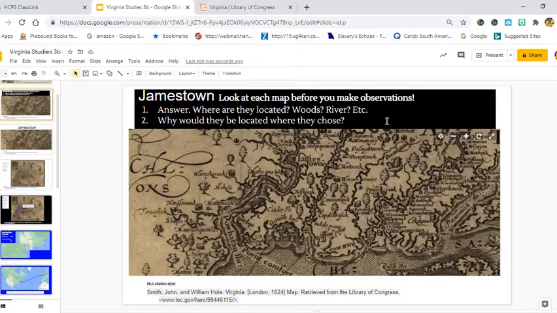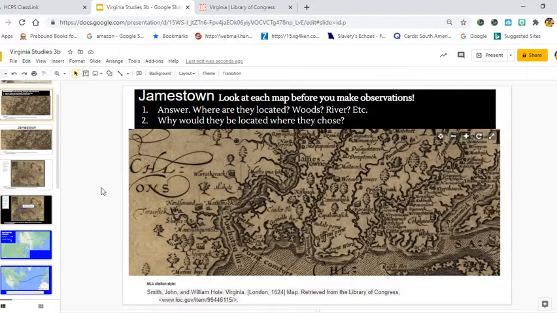Remember, this is what historians do. They look at primary sources, the first-hand account of something, and try to figure out through artifacts, through notes or journals that were written, through anything they can get their hands on from that time period, and make educated guesses, inferences of why they did that.